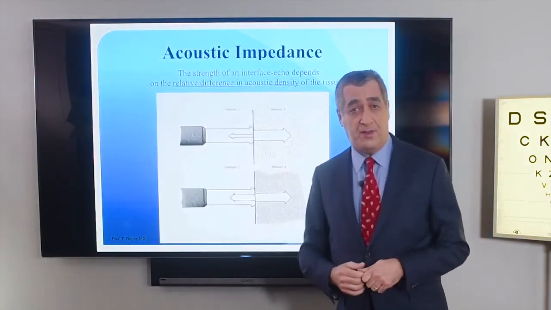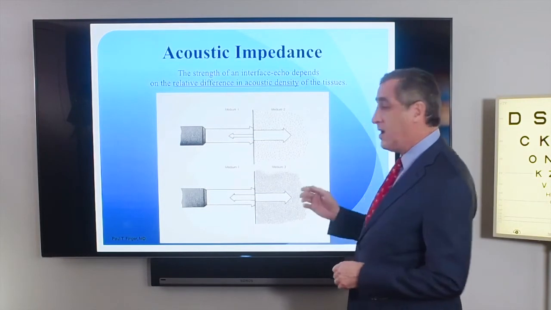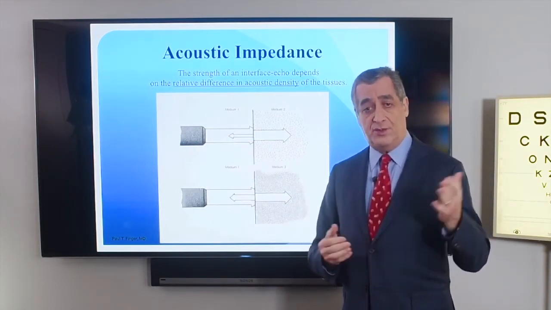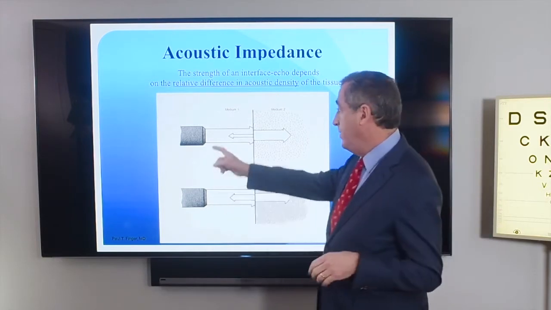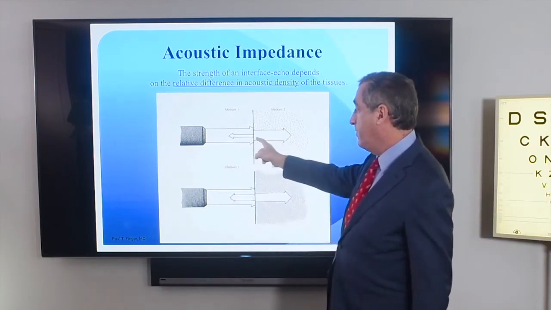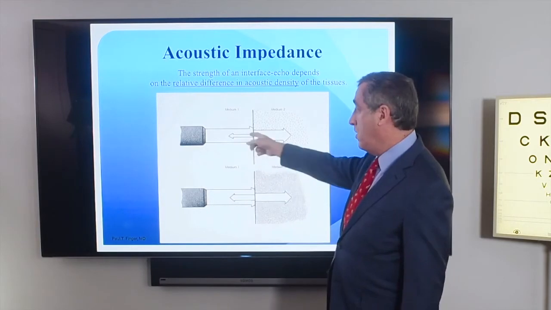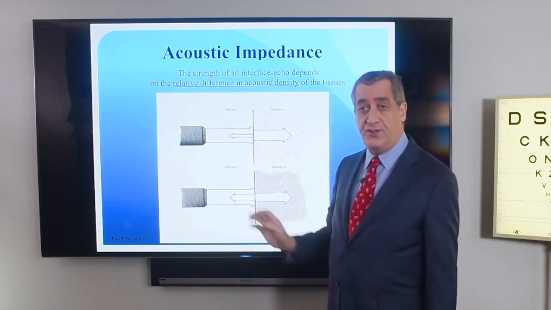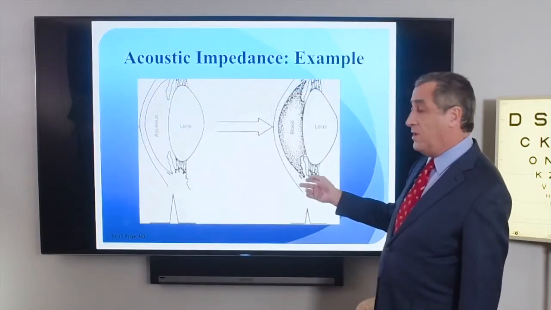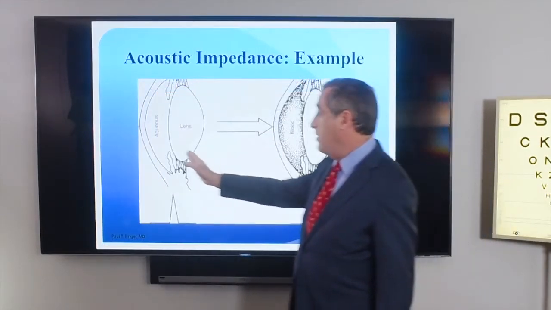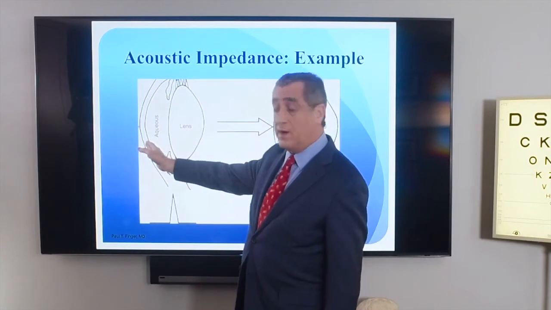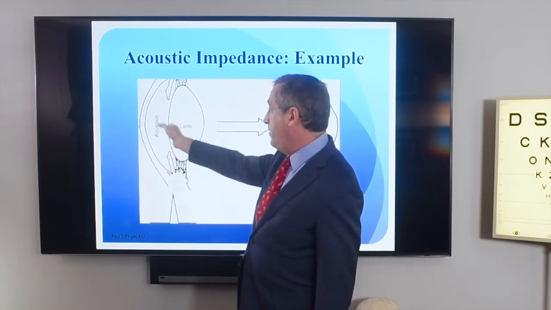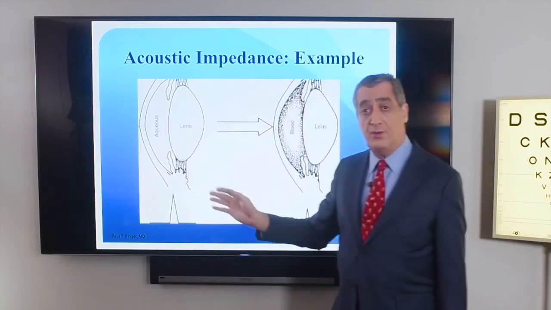The second concept is acoustic impedance. Here we're talking about the relative density of tissues. So an ultrasound wave goes through one tissue into another tissue. It could either reflect a great deal or little at all. That has a lot to do with the relative density of the two tissues through which it is going. An example of this would be hyphema. This aqueous is basically water, and the lens, as you know, has density. Therefore, this interface will have a high acoustic impedance.